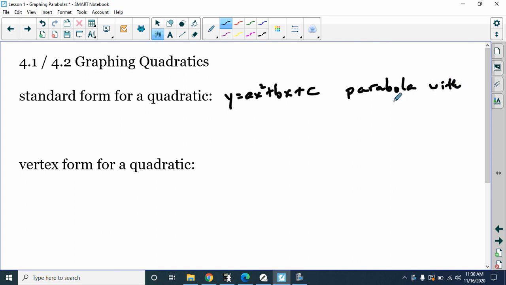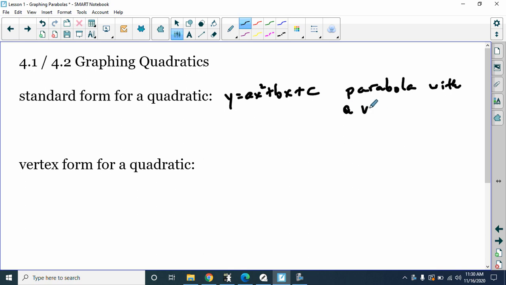If it's in standard form, its vertex occurs at an x value of negative b divided by 2a. Negative b divided by 2a will give us the x value of the vertex if we're in standard form.